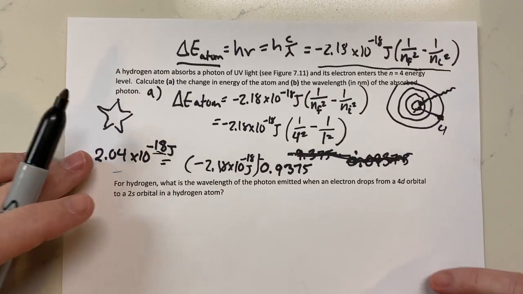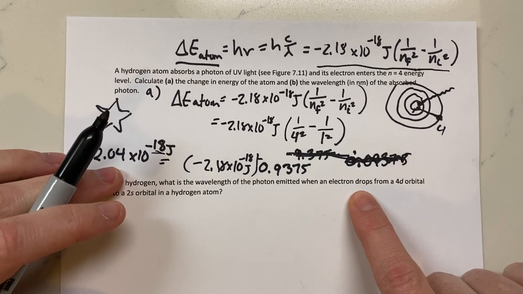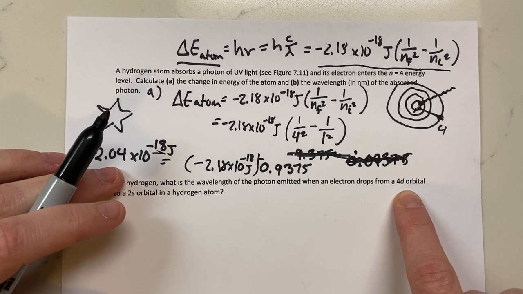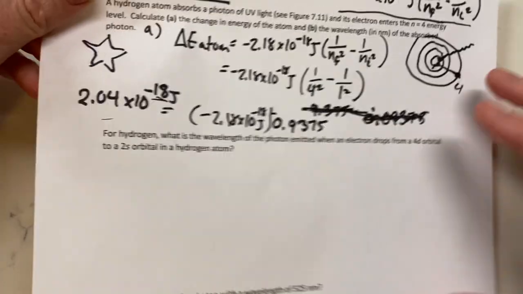All right, the next question. For a hydrogen atom, what is the wavelength of a photon emitted when an electron drops from the 4D to the 2S in a hydrogen atom?